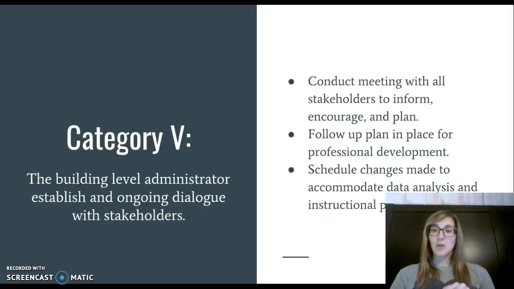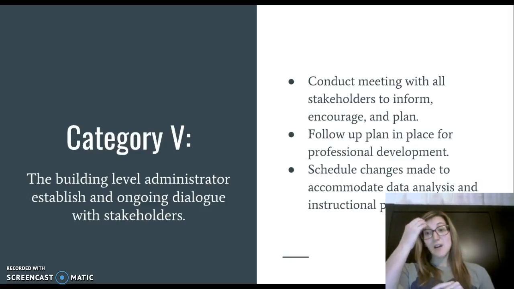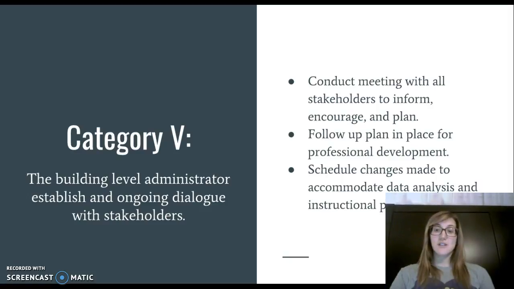I then wanted to have a follow-up plan in place for professional development. Like I said, regardless if we get the grant or not, this will be a good time for reflection for our staff, and hopefully get them excited about new instructional practices that they could try in their classroom to help better those scores. And then for myself, making those schedule changes to accommodate data analysis and instructional planning.